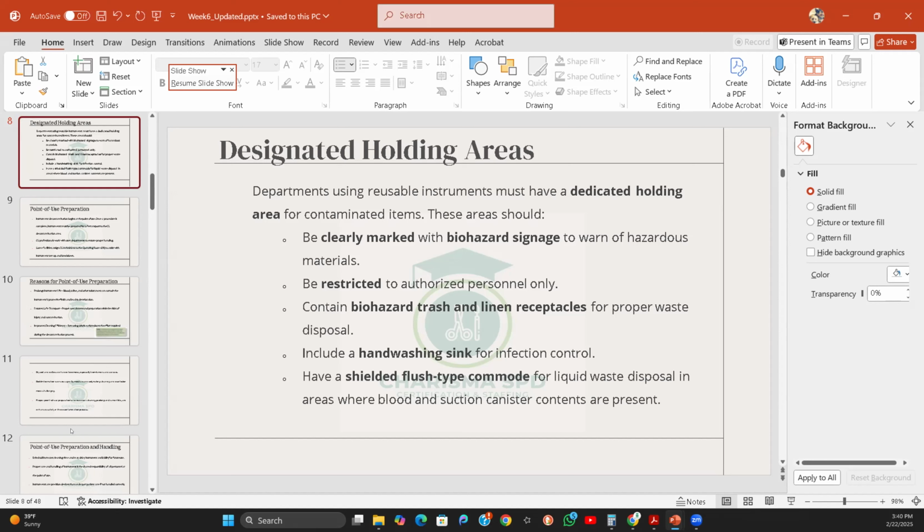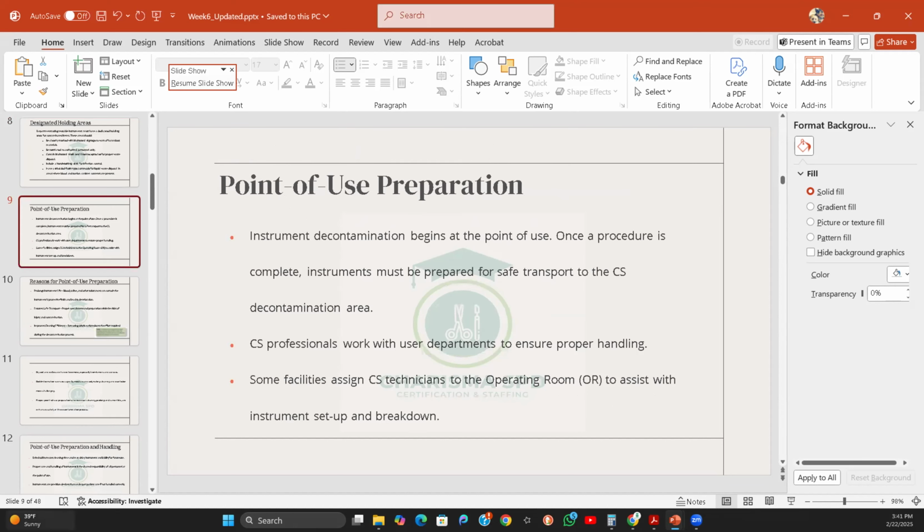So please, you are advised, and I know Professor Jari talked about hand washing. He did mention that. We cannot emphasize that enough. It's very, very important. It should also have a shielded flush type commode so that you can dispose of liquids, bloody stuff, liquids that have been suctioned into containers that are supposed to hold disposable liquids.